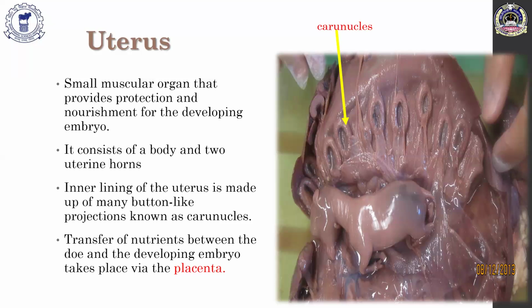The inner lining of the uterus is made up of button-like projections called caruncles. These caruncles are attached with the cotyledons, which are served by the fetus, and we find the placentome also. We find the placenta, which helps in transferring nutrients between the doe and the developing embryo. So the placenta also is attached to the uterus for providing nourishment to the embryo.